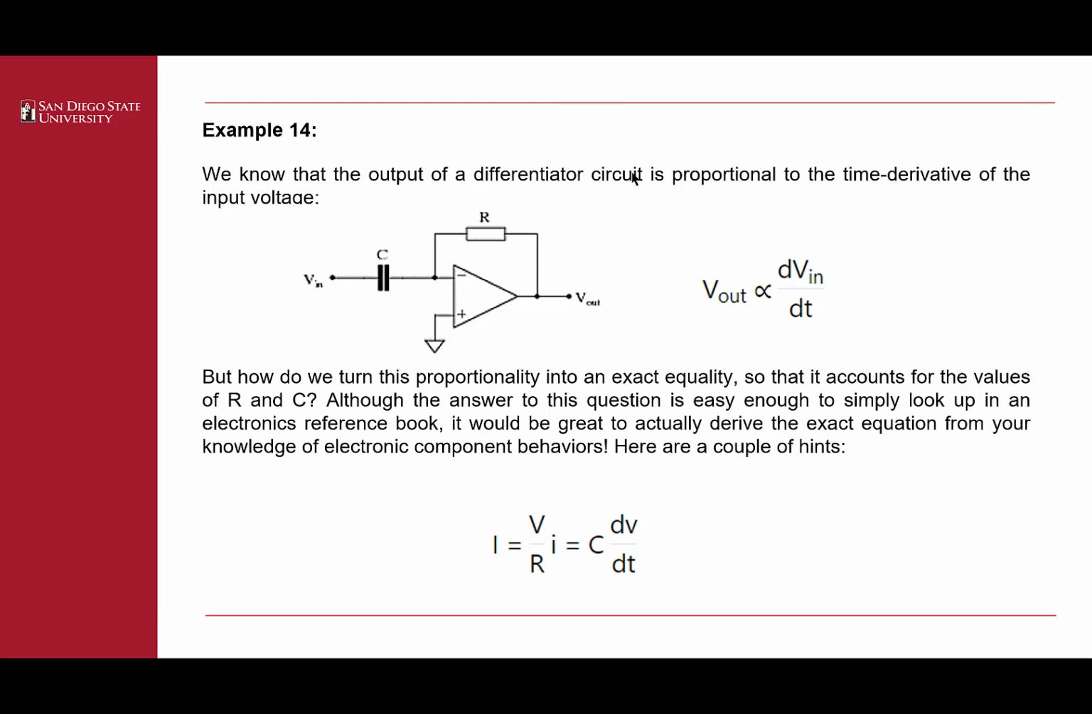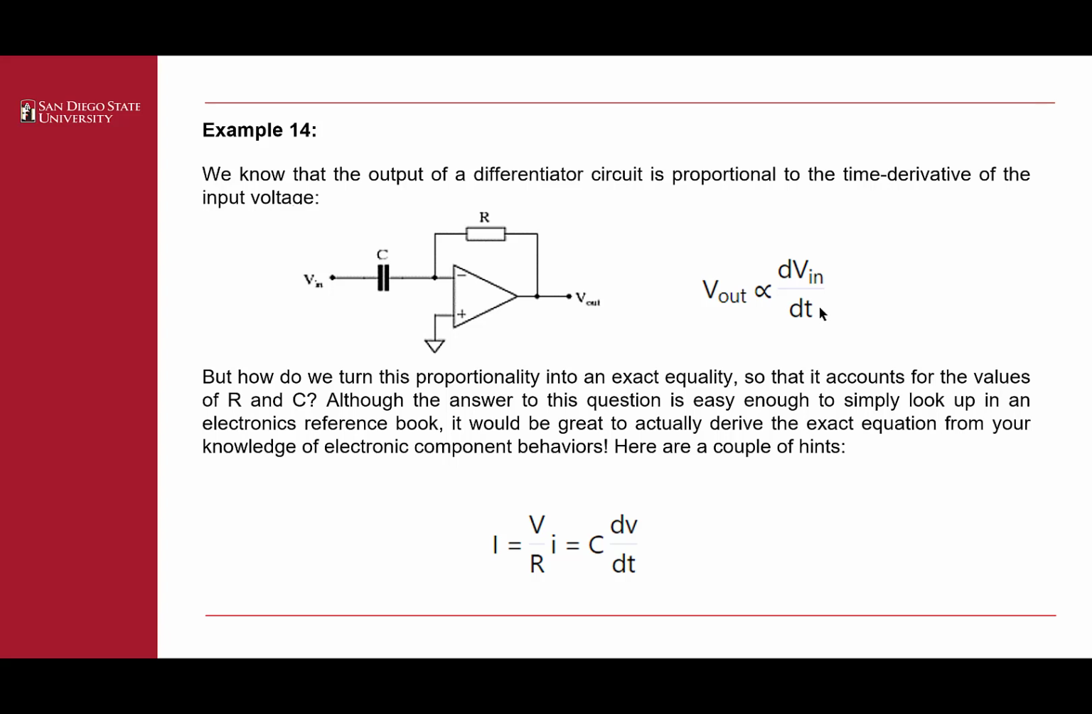This is also a very good one. We know that the output of a differentiator circuit is proportional to the time derivative of the input voltage. And here in this figure on the left side, you see a differentiator circuit which is implemented by an operational amplifier, a capacitor, and a resistor.